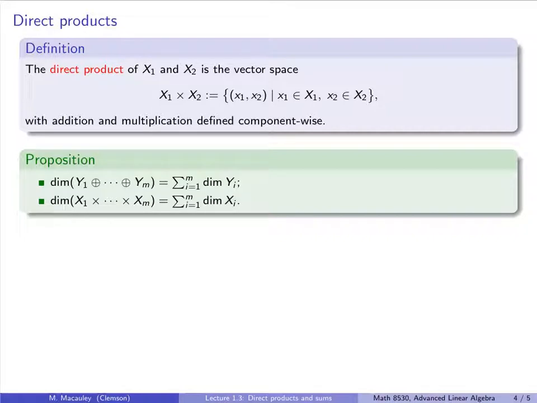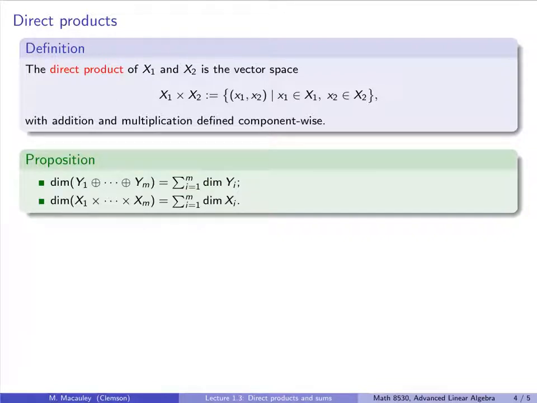I'll say a bit about how you would prove this. It's fairly straightforward. The dimension of the direct sum and the direct product is additive. So the dimension of the direct sum of M subspaces is the sum of the dimensions. And similarly, the dimension of the direct product of M vector spaces is the sum of the dimensions. Now remember what the dimension is. It's just the size of a basis. So to prove these things, you need to come up with a basis for the left-hand side, or the vector space here, whose cardinality is equal to the right-hand side.